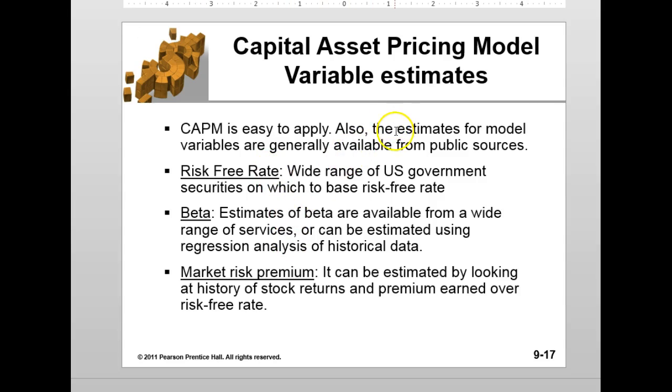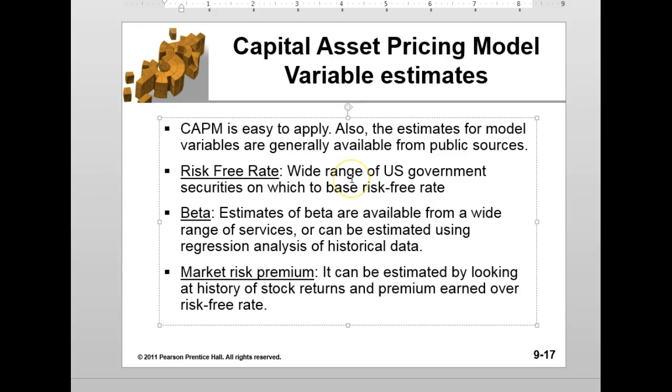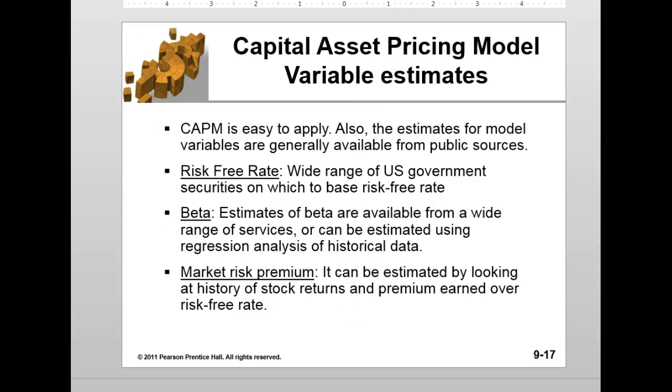So CAPM is easy to apply. It's a little more concrete. The risk-free rate is usually your government securities. Betas you can calculate, but you can find them from a range of services, and this market risk premium can literally be estimated by looking at the stocks' historical returns and the premiums over the risk-free rate. So all of those are very concrete numbers, with a little bit better predictability.